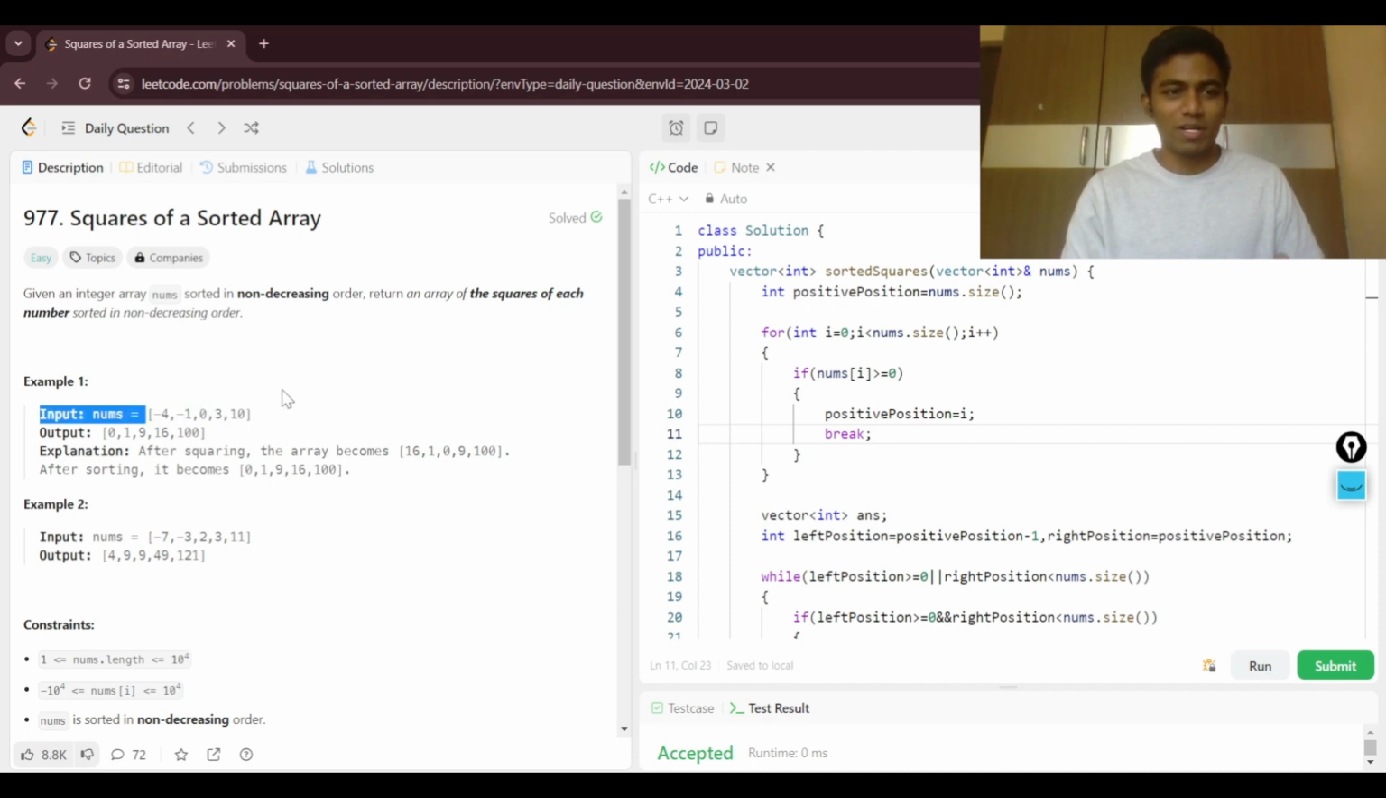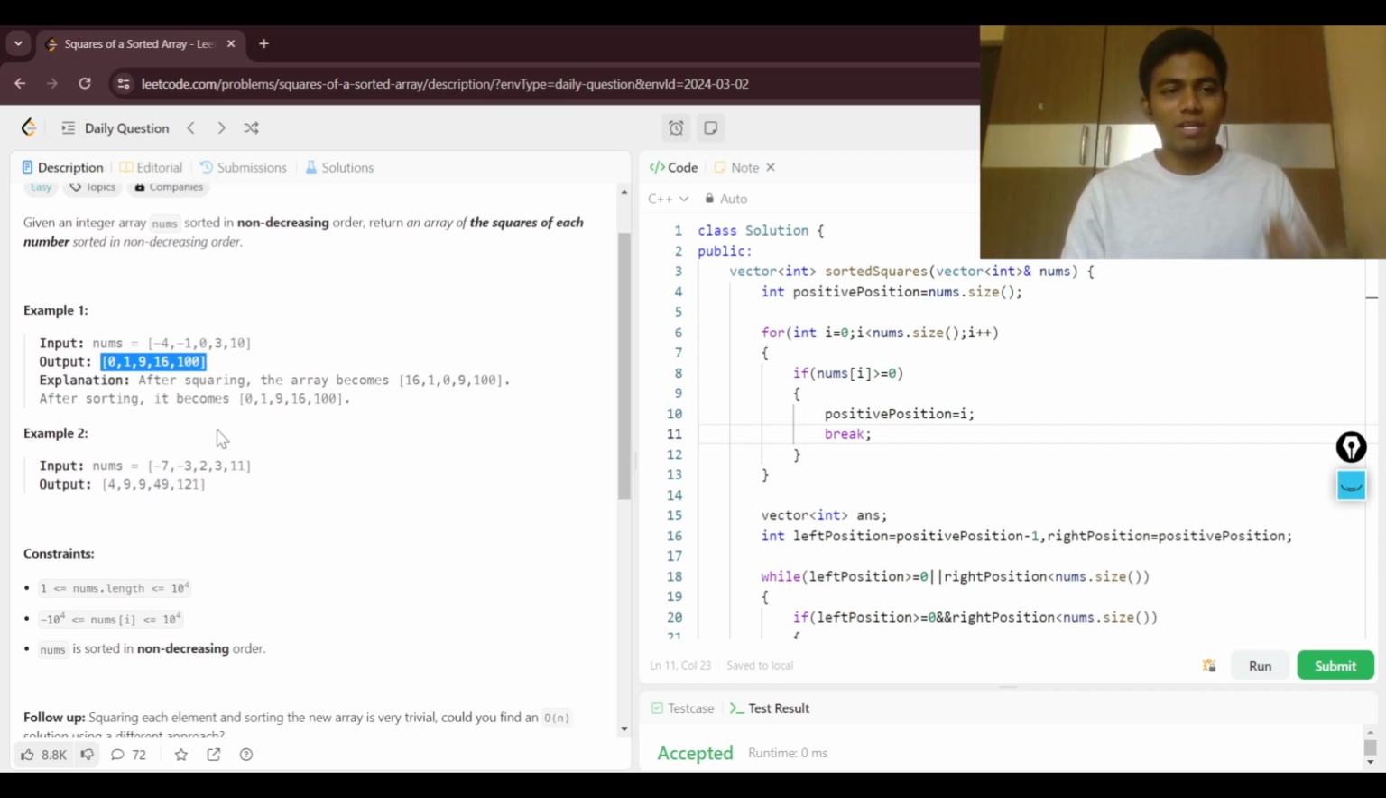Suppose let's take this particular example, which is -4, then -1, then 0, then 3, and then 10. If we square all these numbers, -4 into -4 is going to be 16, and then -1 into -1 is going to be 1, then 0, and then 9, and then 100. So this is the array which will be given, and this is the array we need to find. After finding the array, we need to sort it and then return it in increasing order or non-decreasing order.